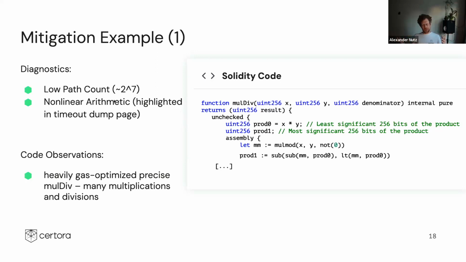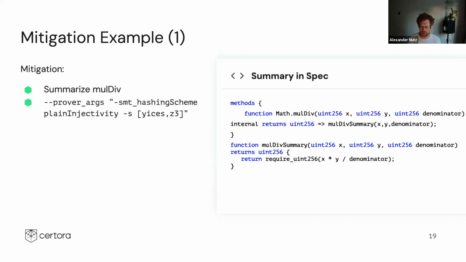My feeling is something below 2 to the 15, let's say, is low. Above 2 to the 60 is becoming more concerning. Above 2 to the 100 is really hard. But 2 to the 27, what we had there, was okay, but we saw the nonlinear arithmetic was pretty heavy. We also observed that it came from this muldiff implementation here. So what we did to mitigate was summarize the muldiff.